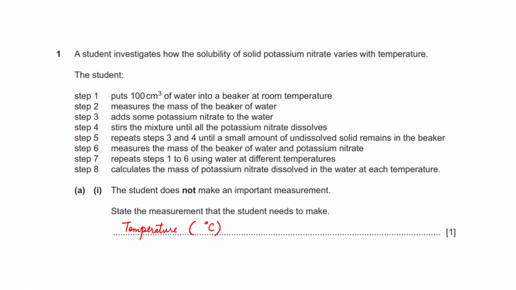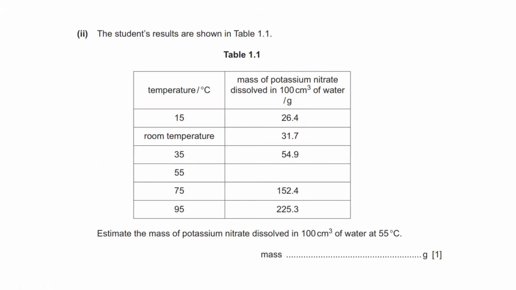Moving ahead, part 2 says the student results are shown in table 1.1. So this is the table we are given. In one column we are given the temperature, and in the second column, the mass of potassium nitrate dissolved in 100 cm³ of water, and the mass is given in grams. The values of temperature are 15, room temperature, 35, 55, 75, 95.